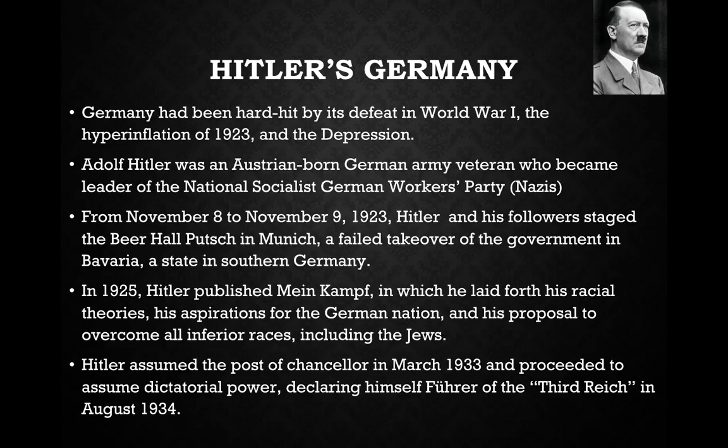Hitler assumed the post of chancellor in March of 1933 and proceeded to assume the power of a dictator. He declared himself the Führer of the Third Reich in August of 1934.